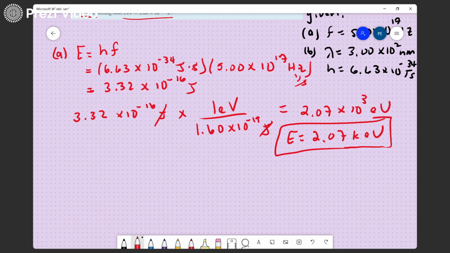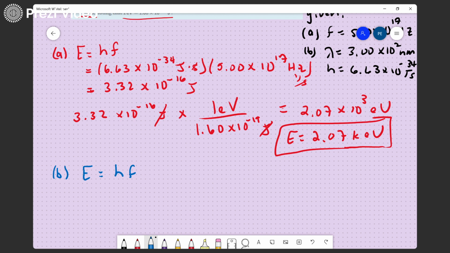Now in part B, we're asked to find the energy again, but this time we need to know what, and I wrote this wrong, sorry. We need to know what the frequency is in this case, because we've been given the wavelength, but we don't know what that frequency is.